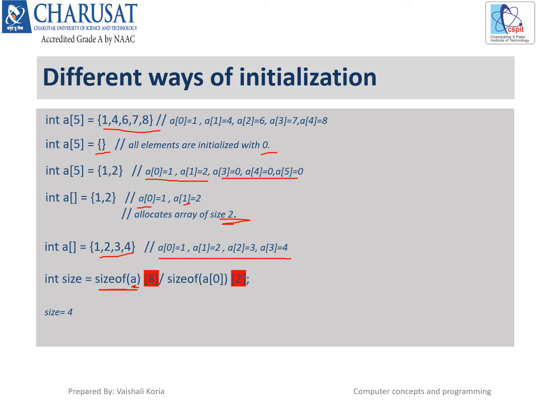Okay, so here you can see that there are 4 elements, and every element is taking 2 bytes. So 4 into 2, 8. So the size of the entire array A is 8, and sizeof(A[0]) is the integer type, so it will take 2 bytes. So 8 by 2, which is 4. So the size of this array A is 4. So for an array which has a larger number of elements, you can use this particular equation to find the size.